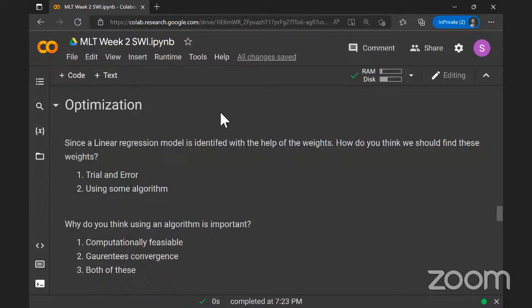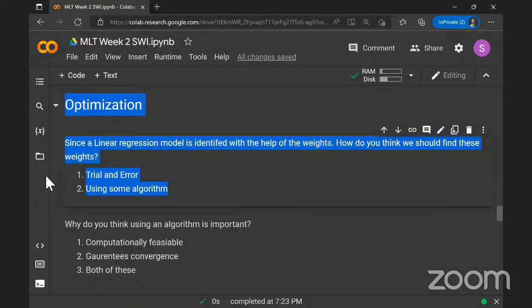It could be both ways, right, sir? Yes, you can do both of them, trial and error as well as using some algorithm. But trial and error is like guessing. You guess some weight vector, try it out with that weight vector, see if the error is increasing or decreasing, and so on.